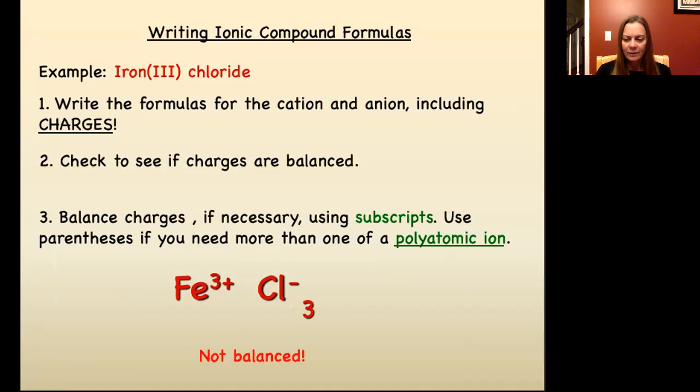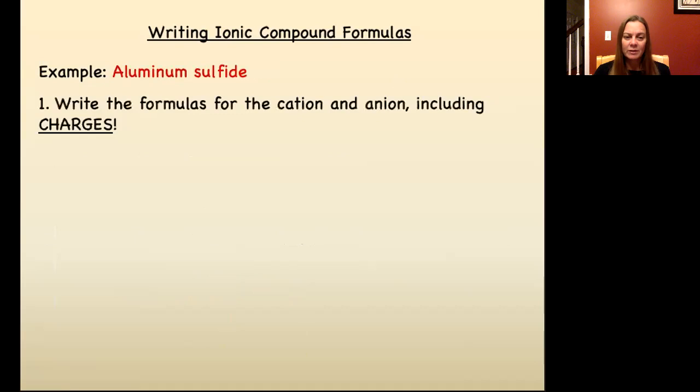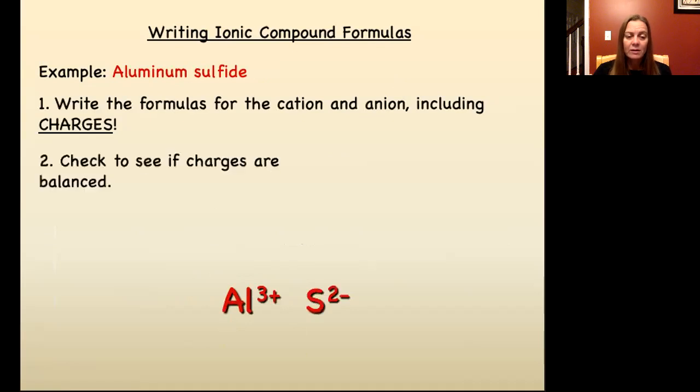Okay, last one, I promise. So we're going to use the example of aluminum phosphate. Oh, no, not aluminum phosphate. Aluminum sulfide, sorry. So we're writing the formulas for the cation and the anion, including our charges. We see that aluminum is a +3. Sulfur is a -2. That's not balanced.